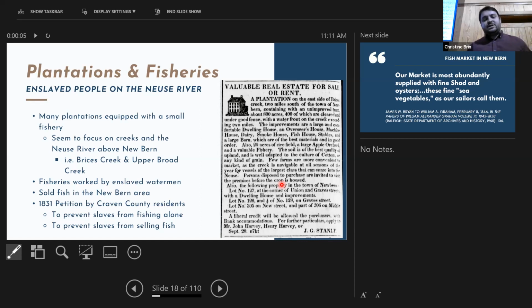And we know quite a bit about this because in 1831, there was a petition formed by residents of Craven County who were upset because there were so many enslaved watermen catching fish and going into New Bern, selling their fish, that was interfering with some of the other locals' business. And they went to the legislature and said, you've got to put a stop to this. And the legislature said, no, we're not going to do that. We're just going to allow this practice to continue because we don't quite have the reasoning, but we can assume that these enslaved watermen are a central part of the business of these plantations.